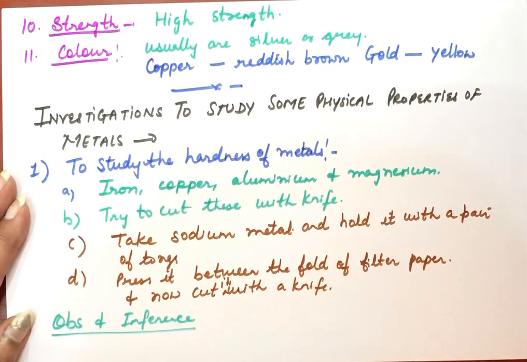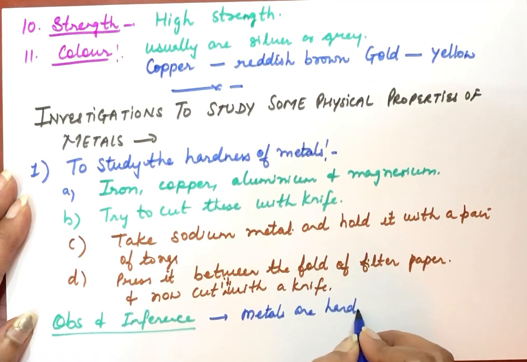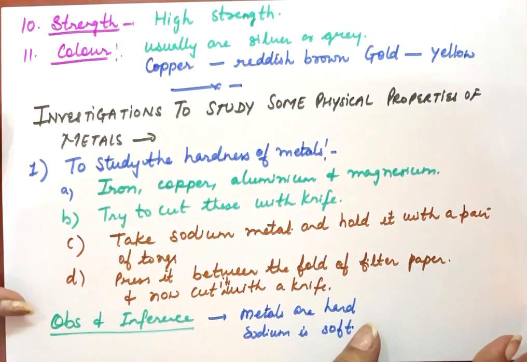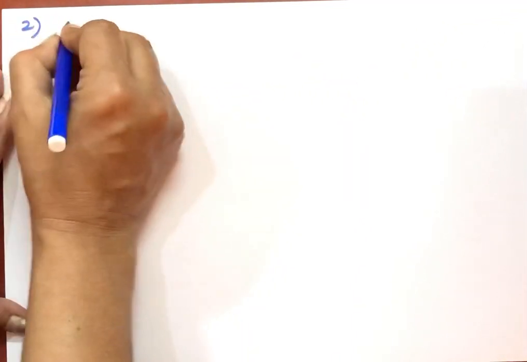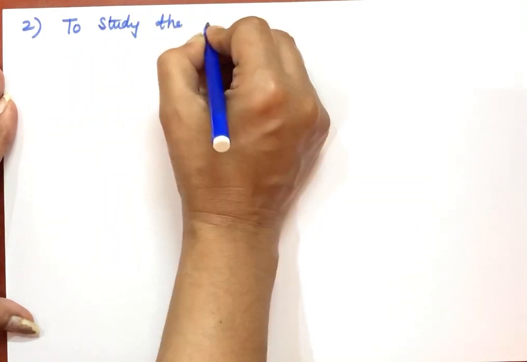Observation and inference. The observation here is that it is possible to cut the sodium metal with a knife, but it's not possible to cut all these metals with a knife. So our conclusion from this is that metals are hard, and hardness varies from metal to metal. But then we'll write that sodium is soft because it can be cut easily with a knife. So this is the first investigation. The second investigation is to study the malleability of metals.